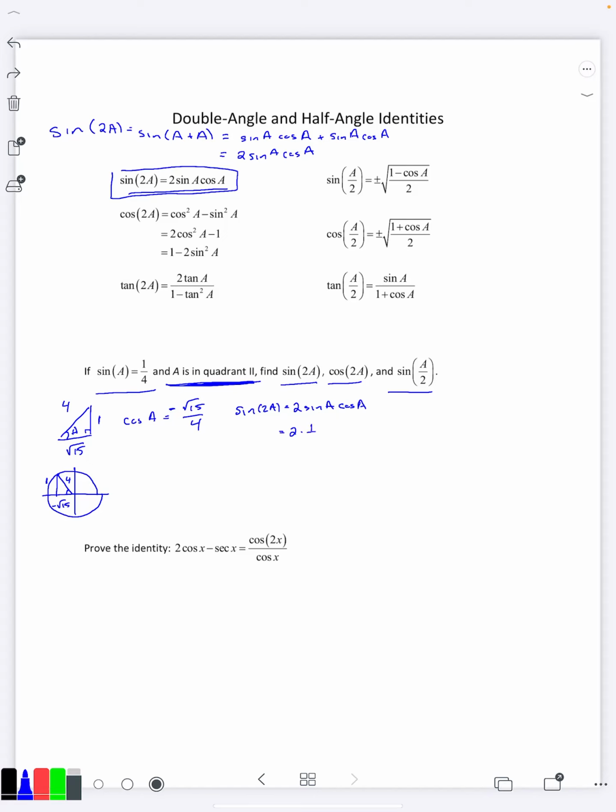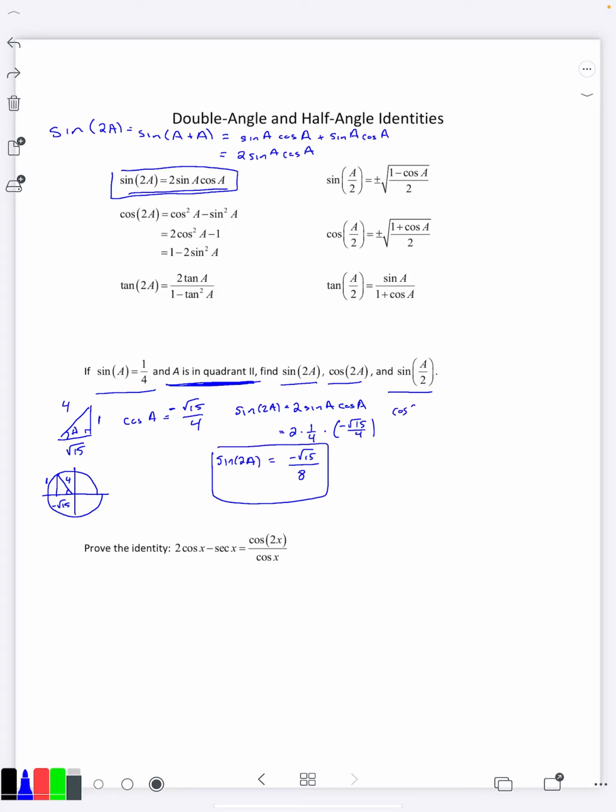Sine A was 1/4. Cosine A is a negative square root of 15 over 4. And so it's going to work out to be negative square root of 15. So on the bottom, we'd have 4 times 4 is 16. But 1 cancels 2 on the top. We get 8. So sine of 2A is negative square root of 15 over 8.